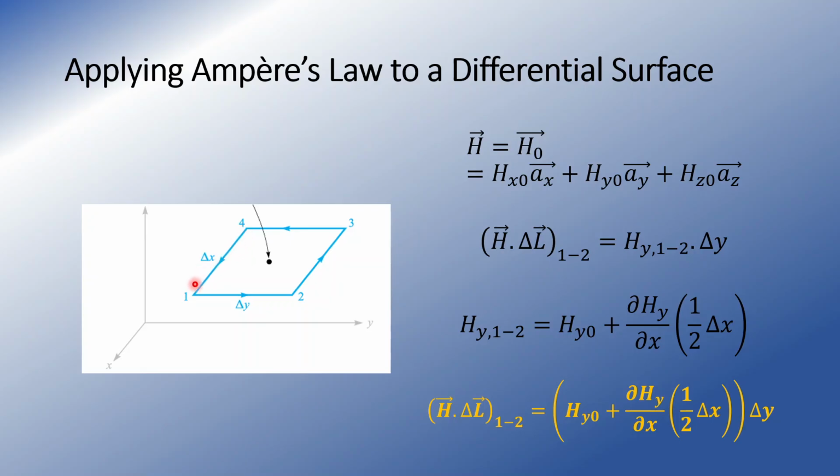Now the total distance here is delta x, but this dot is at the center, so we consider that distance as half times delta x. So this particular equation is only for the Hy of 1 to 2. Now this component is to be multiplied by delta y in order to get H dot dl for 1 to 2, which is shown by the equation in the yellow color. Let us glance at this equation and try to understand it for 5 seconds.